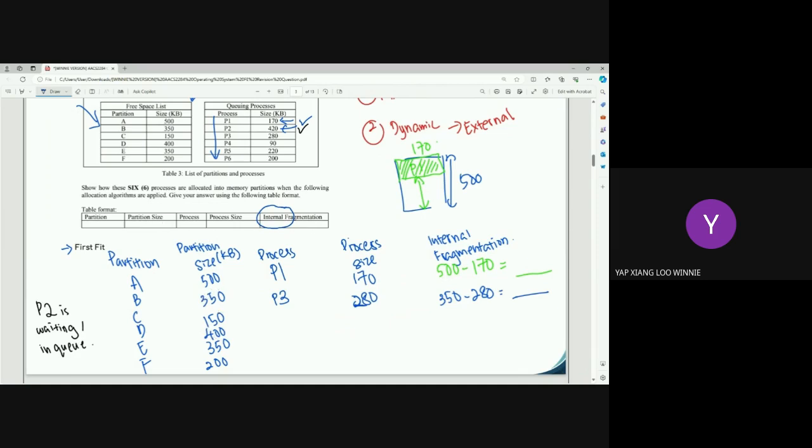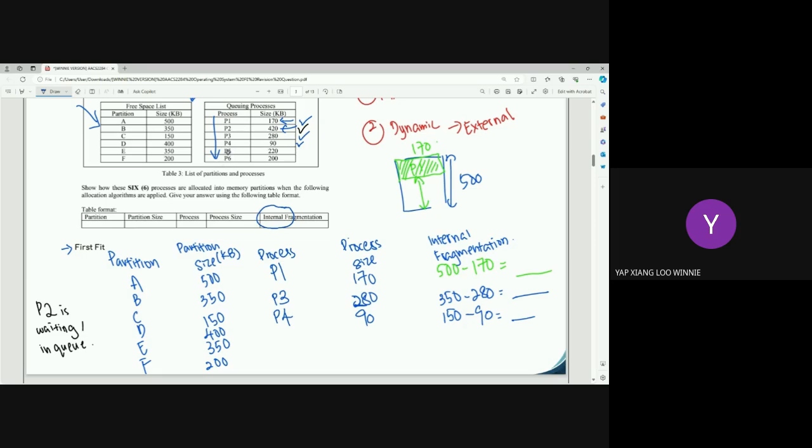Now, process 3 is done. We go to process 4, which is 90. The next available partition will be 150, and this is just 90. We can fit it as well. So your partition C, you are going to fit in process 4 with the process size of 90. So your fragmentation will be the available space minus the process size. Then you get your answer over here. All right, process 4 done. We go into process 5.